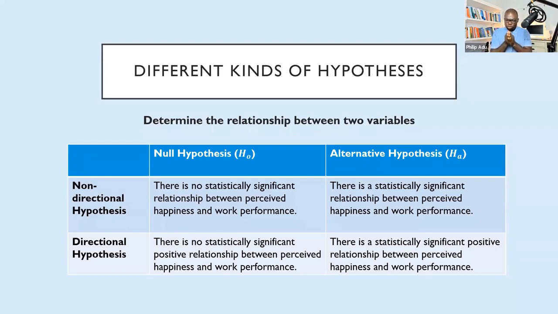You are not neutral in terms of stating your hypothesis when it is directional. So you can see the non-directional hypothesis here: there is a statistically significant relationship between perceived happiness and work performance. So we are not saying there's a positive or negative. We just say there's going to be a relationship. Here, you are saying that there is a statistically significant positive relationship between perceived happiness and work performance. At this point, you can see that you are giving a direction. You are saying there's going to be a positive relationship. So that makes it a directional hypothesis.